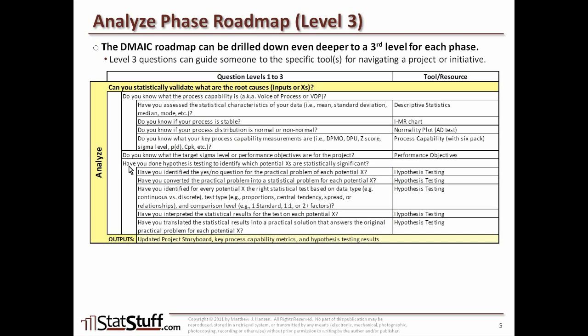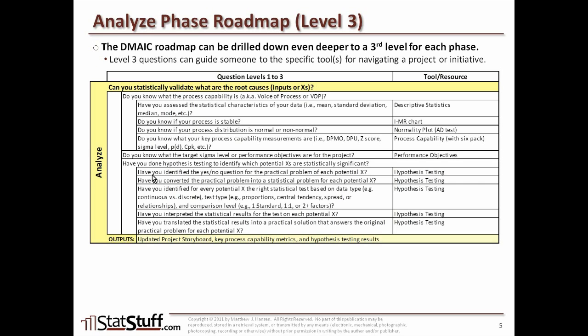And then the next second level question we want to ask ourselves is, have you done hypothesis testing to identify which potential x's are statistically significant? Well, if you haven't done that, if you can't answer yes to that question, then here are the third level questions we want to ask ourselves. And all these questions at the third level, these are among the questions that we'll be reviewing to show how you go through the hypothesis testing when you're trying to analyze each x.